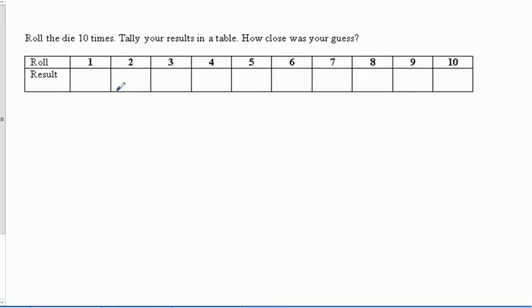Again, while you're rolling, make sure you're writing down each time. So the first time I roll, I'm going to get a 3. The second time I roll, I'm going to get a 2. And I'm going to keep going and rolling until I'm done. All right, pause the video, come back when you're done.